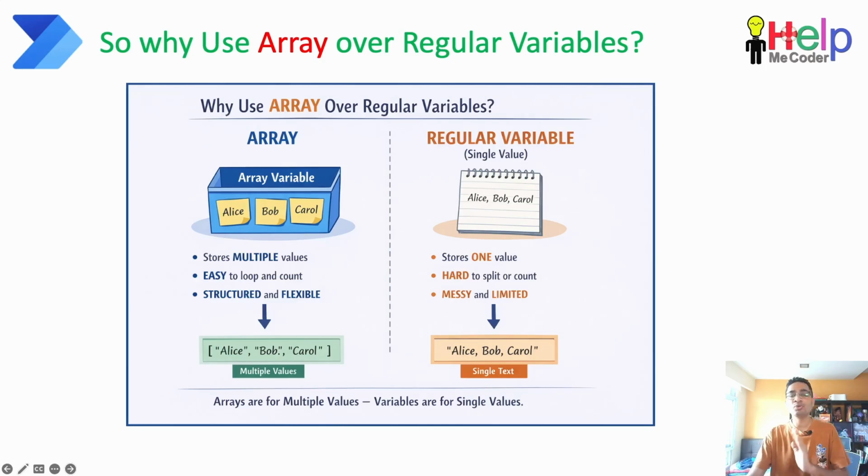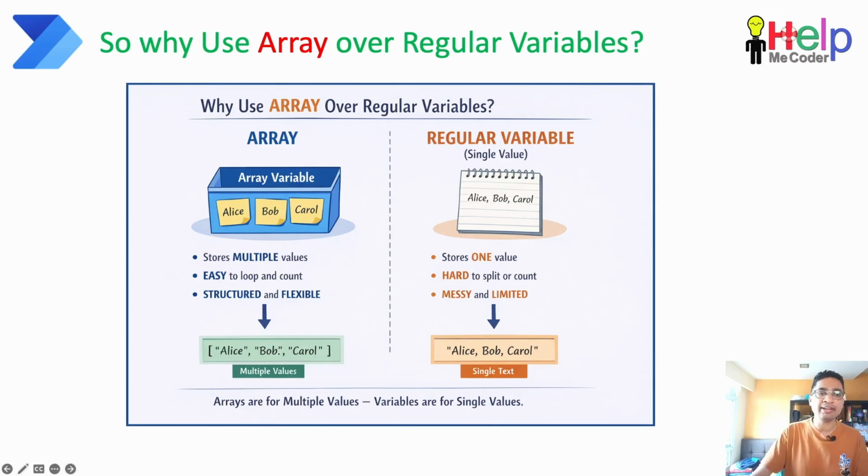Now why do we use arrays over regular variables? If you have Alice, Bob and Carol as a single value stored inside a string variable, you can store only one value, and then it is hard to split. If you want to split, you need a delimiter like a comma. Then you will say I will split it based on the comma. As soon as you split, it becomes an array. So it is messy and you get limited functionality. It is a single variable. Adding a new value is also difficult. Removing or interchanging things will become difficult. Doing any kind of operation is difficult.